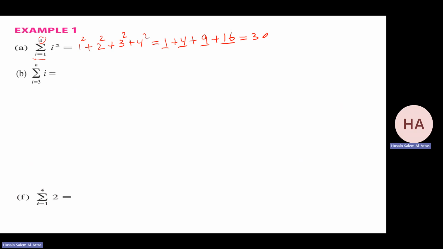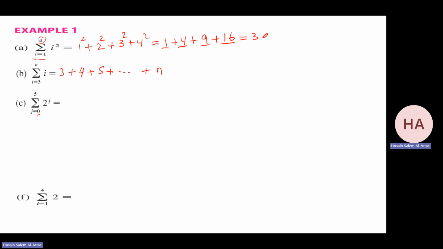Another one, summation of i, where i equal 3 to n. That means 3, then the next one, i will be 4, plus 5, plus up to n. Since it's up to n, I cannot find the value. You can do it with formulas, but later we'll do that.